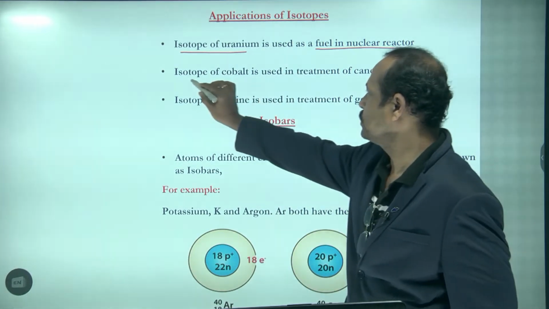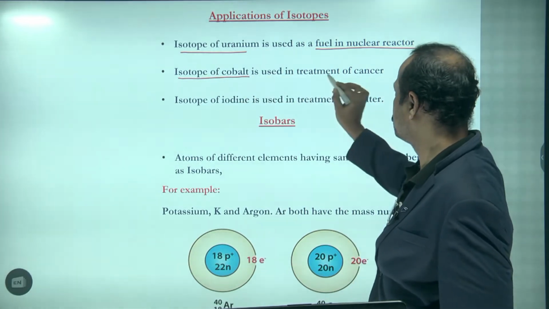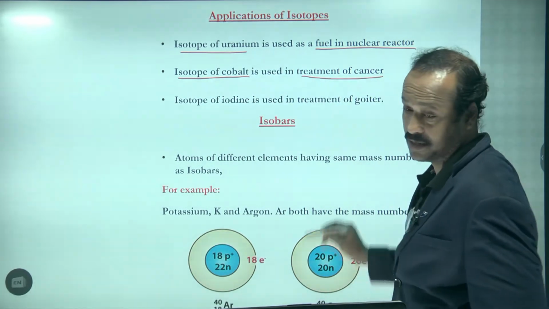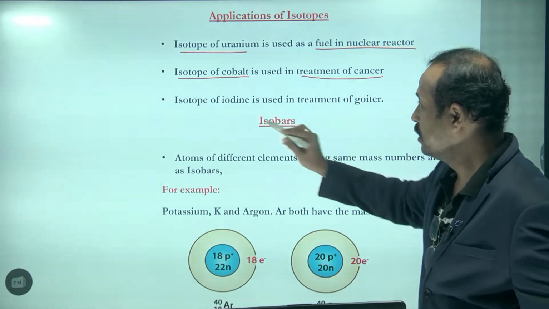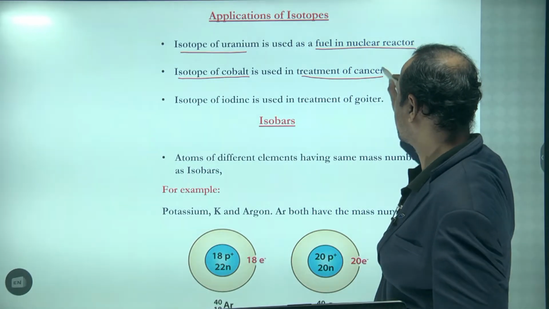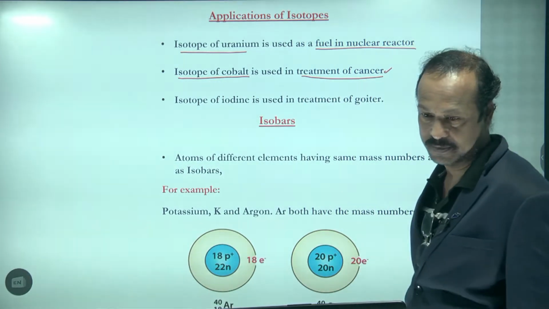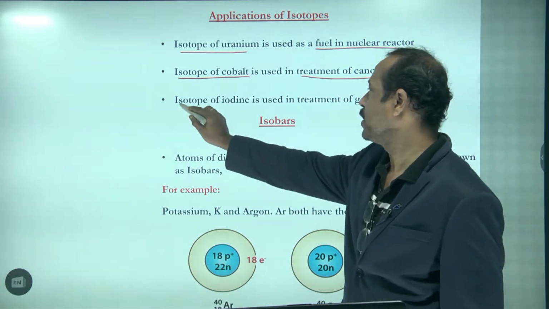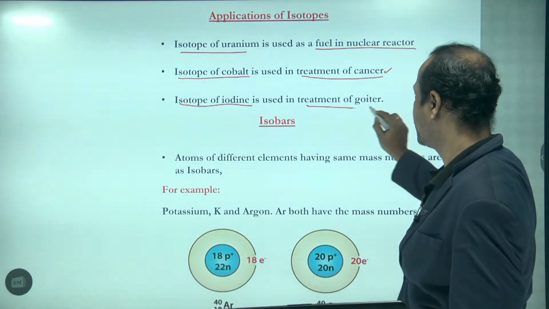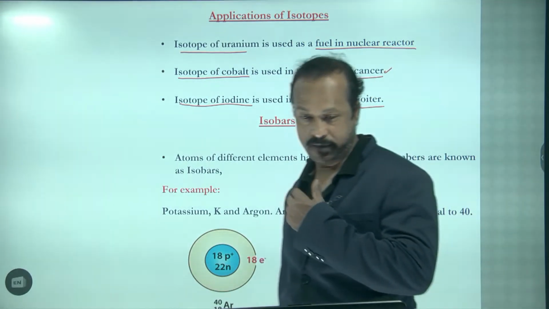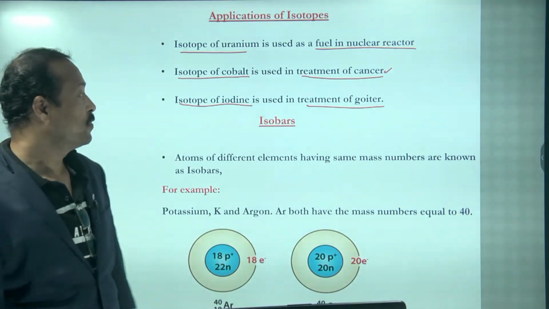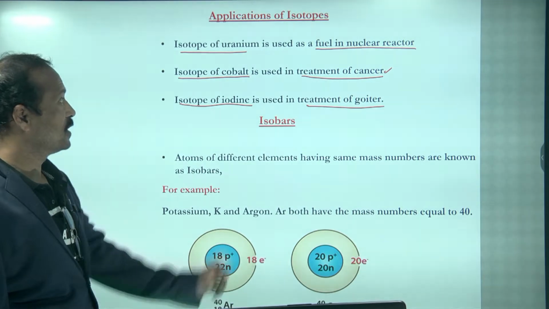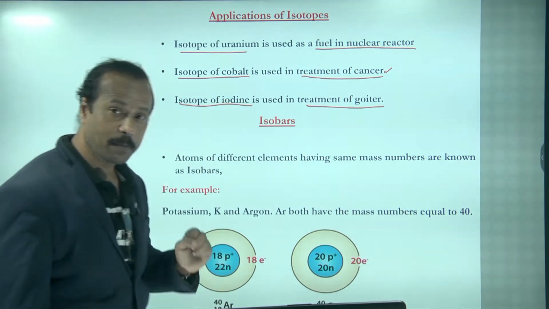And similarly, an isotope of cobalt is used in the treatment of cancer. Very important. Next, an isotope of iodine is used in the treatment of goiter. So these are the applications of isotopes. Not only this, so many applications are there.